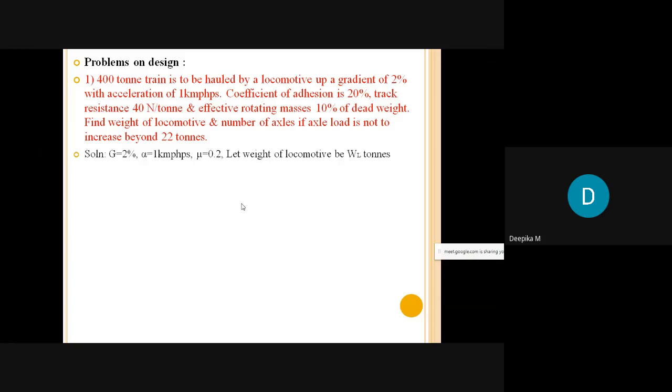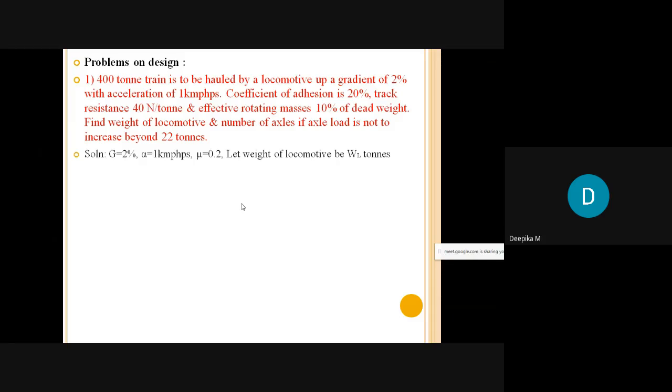First, let me list out the data. That is, gradient G is equal to 2%, and acceleration alpha is equal to 1 kilometer per hour per second, and coefficient of adhesion, that is mu, is actually 0.2, and train resistance they have given is 40 Newton per ton, and the weight of the locomotive we have to find out.